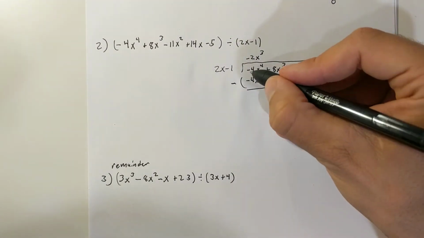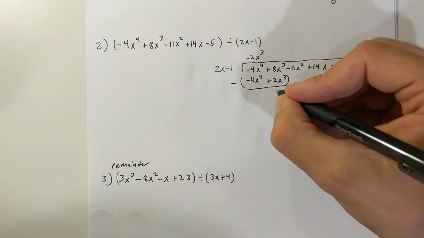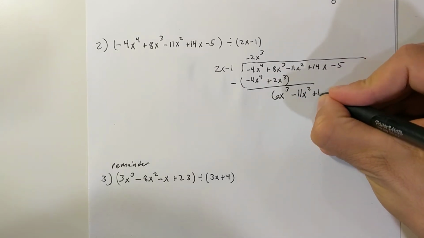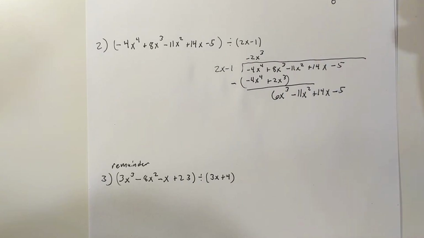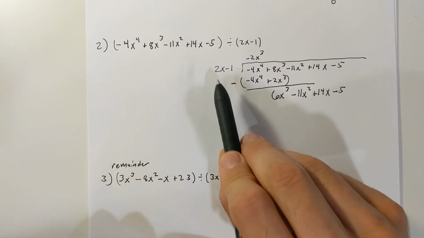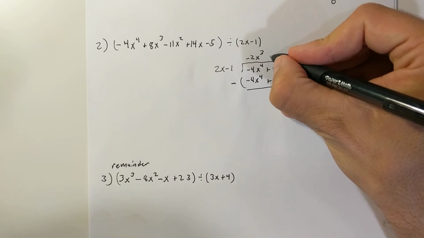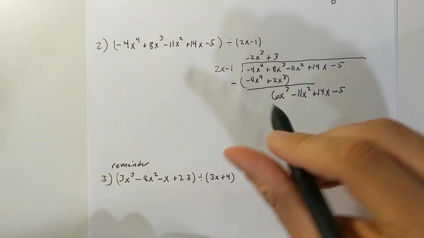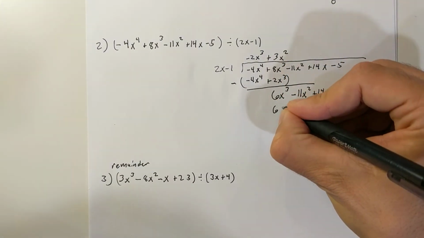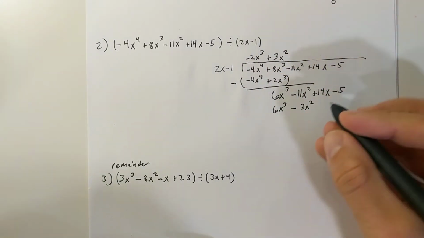When I subtract, I'm going to get negative 4 minus negative 4, that goes away, and 8 minus 2. And then bring everything else down. All right, let's continue on. What am I going to have to do to 2x to get it to be a 6x cubed? Well, clearly from 2 to 6, I need to multiply that by a 3. But to get x to x cubed, I need an x squared. This gives me my 6x cubed and my minus 3x squared.